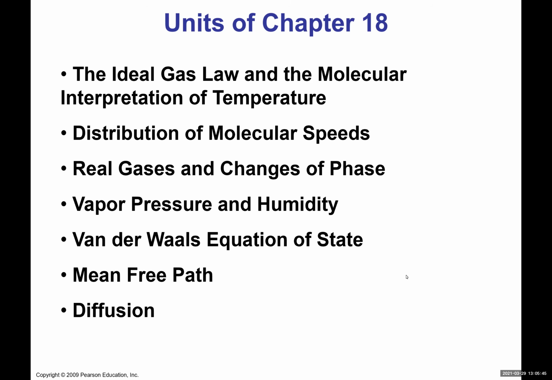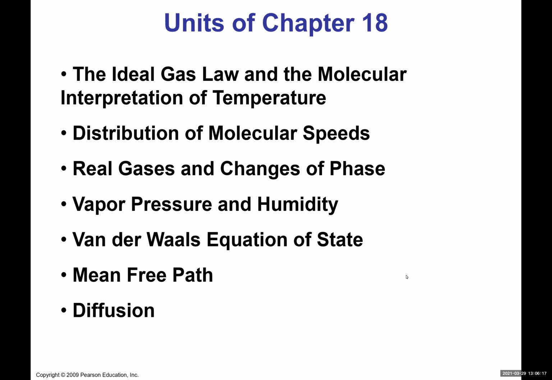So we're going to look at a statistical distribution of molecular speeds, and then we're going to compare real gases to ideal gases. What is the difference? And then we're going to look at the change of phase graph. We're also going to look at what humidity, vapor pressure, partial pressure, and dew point are. Those things can also be described from the motion of the particles and temperatures.